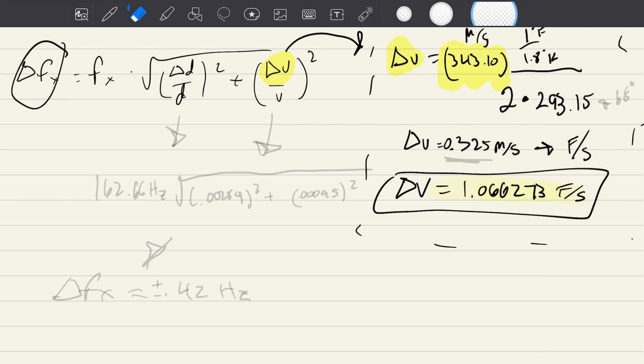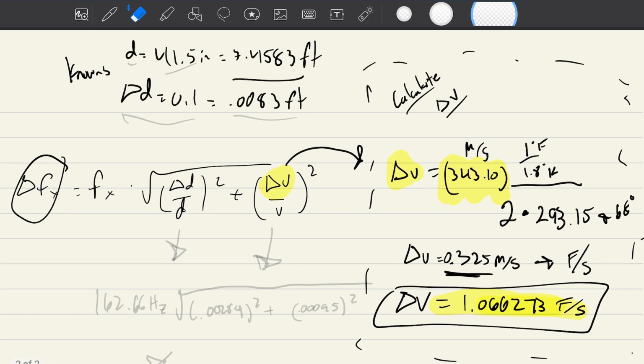So 1 degree Fahrenheit is converted to Kelvin here, and then that number is divided by 2 times our measured temperature in Kelvin, which is 68 degrees right here, which is 293.15 degrees Kelvin. We calculate then that our delta V is 0.325 meters per second, but we need that in feet per second because feet per second is what we're using for the rest of our calculations. So we get 1.06 feet per second.